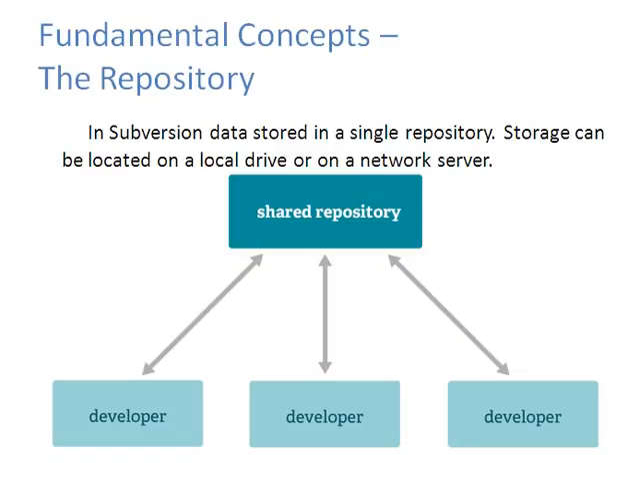In Subversion, data is stored in a single repository. Storage can be located on a local drive or on a network server. Working with Subversion is little different from working in other centralized version control systems. Clients copy files from the repository, creating a local working copy, and then make changes to the working copy and record the changes in the repository. Multiple clients can simultaneously access the location.